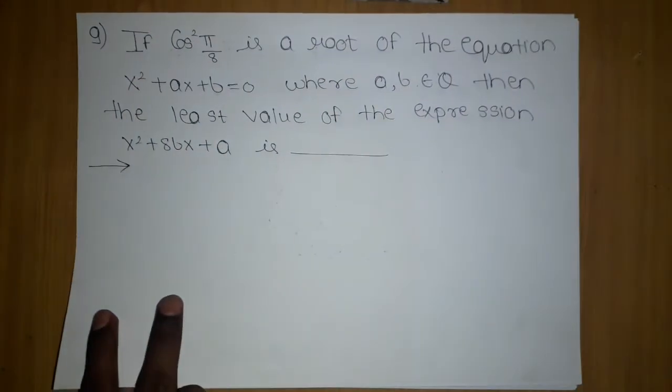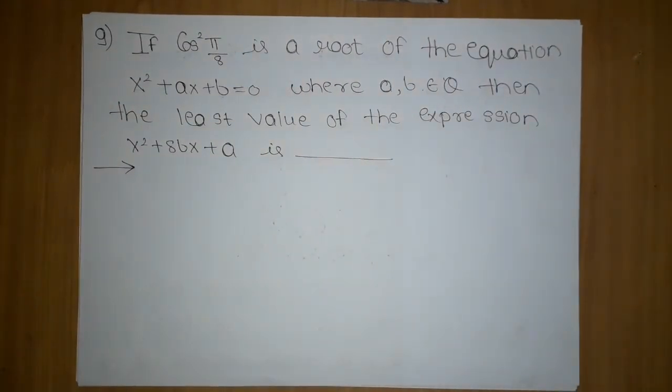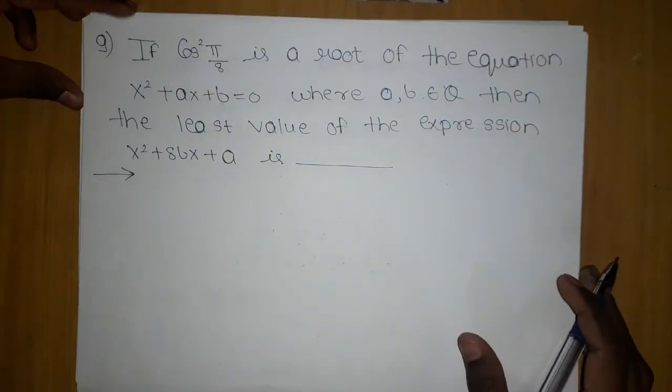The next question is as follows. If cos square pi by 8 is a root of the equation x square plus ax plus b equal to 0, where a, b belong to rational numbers, then the least value of the expression x square plus 8bx plus a is. We want to find the least value of this expression, but before that we want to find the a and b values.